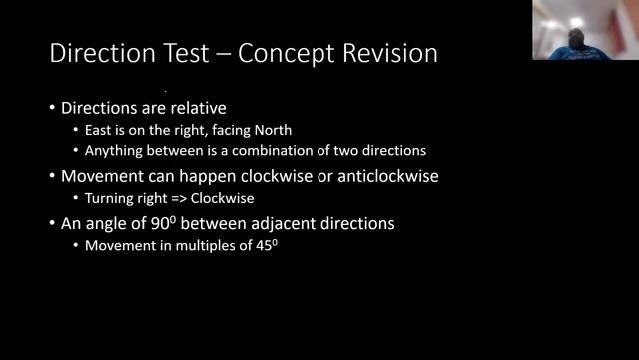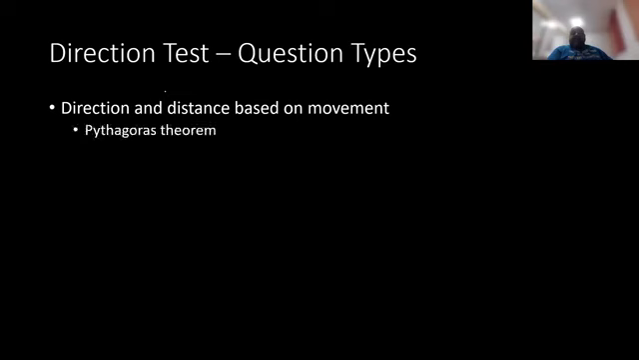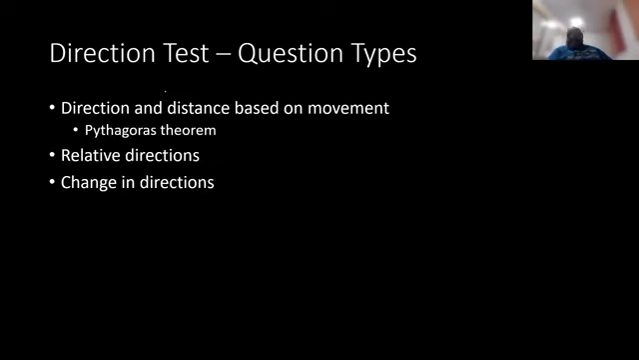Typically, in questions, movement happens in multiples of 45. Now, commonly asked questions will talk to you about direction or distance after movement. There could be questions on relative positions. There could be questions on faulty compasses. Right? When we talk of distance or movement, we are talking about the straight line distance.